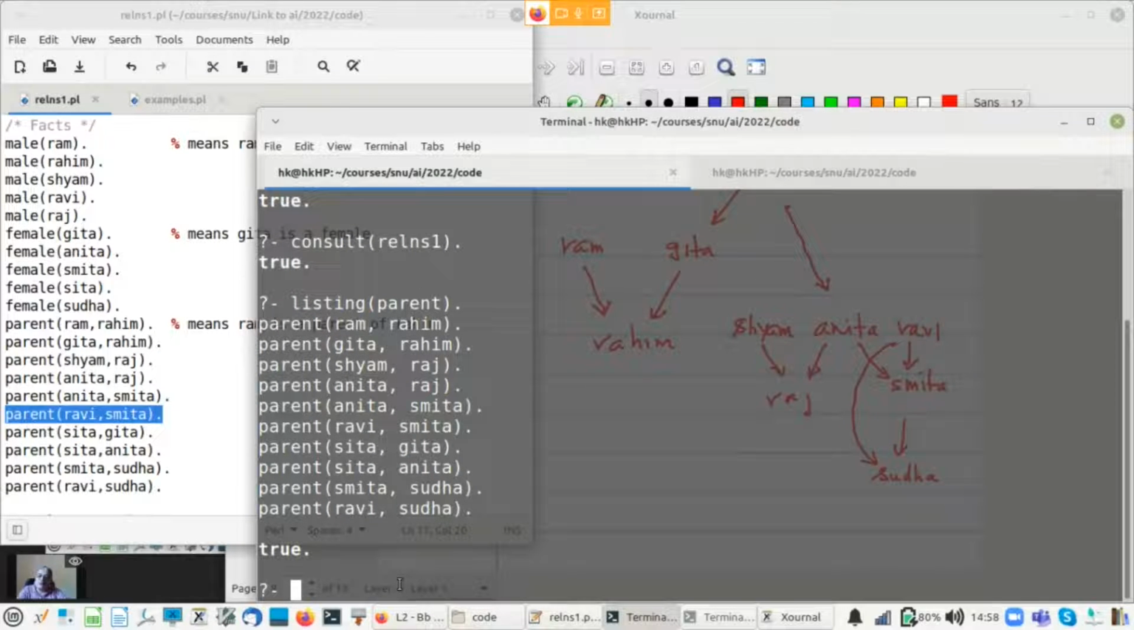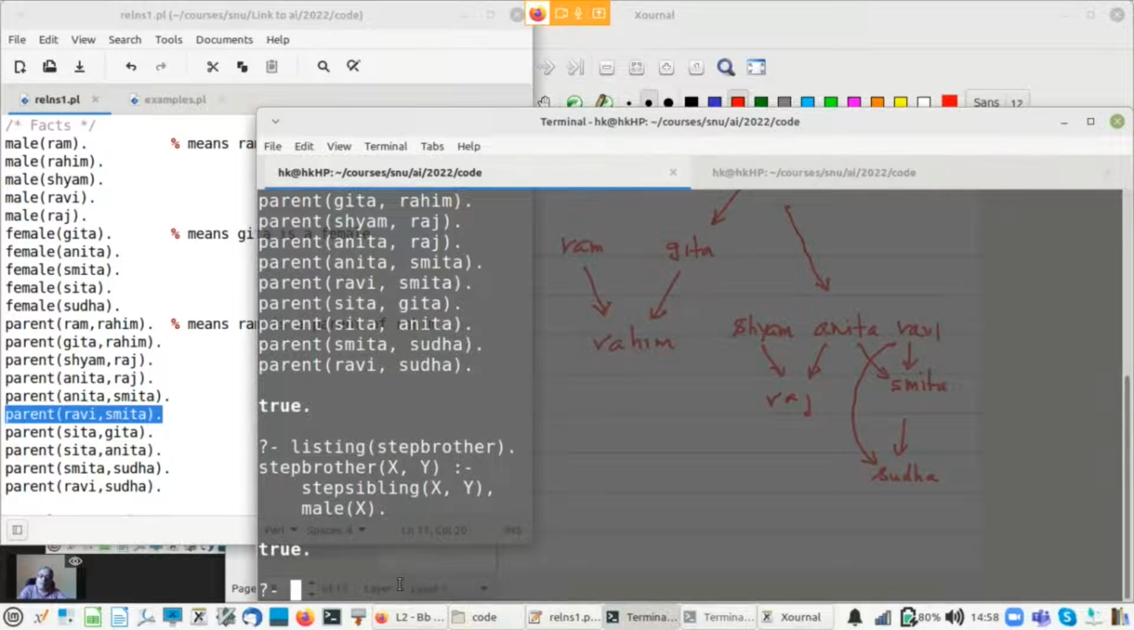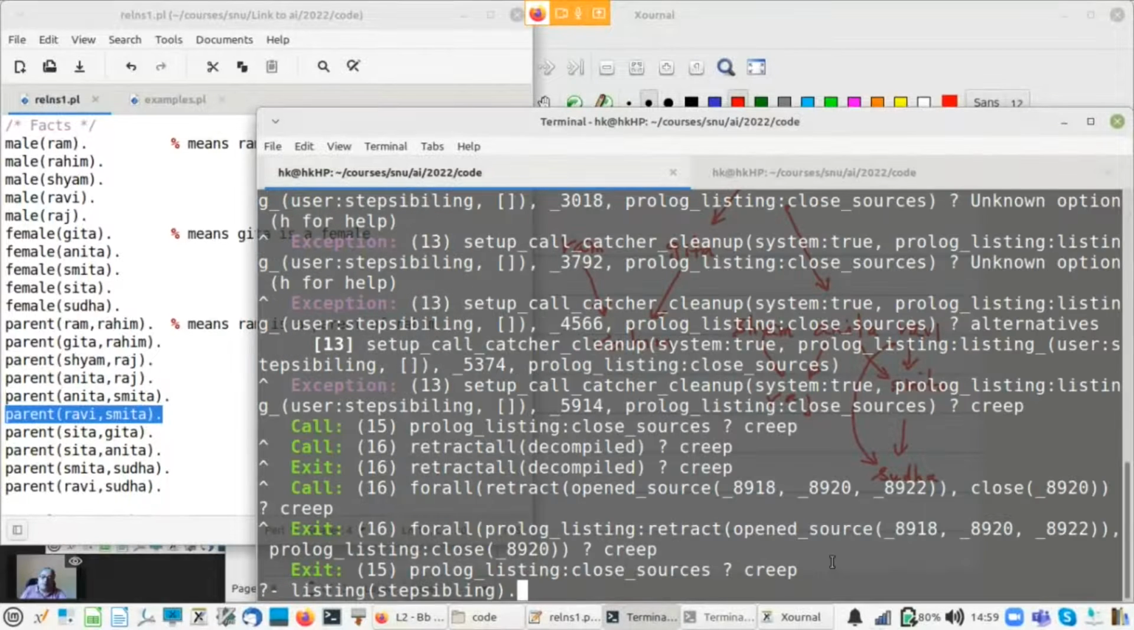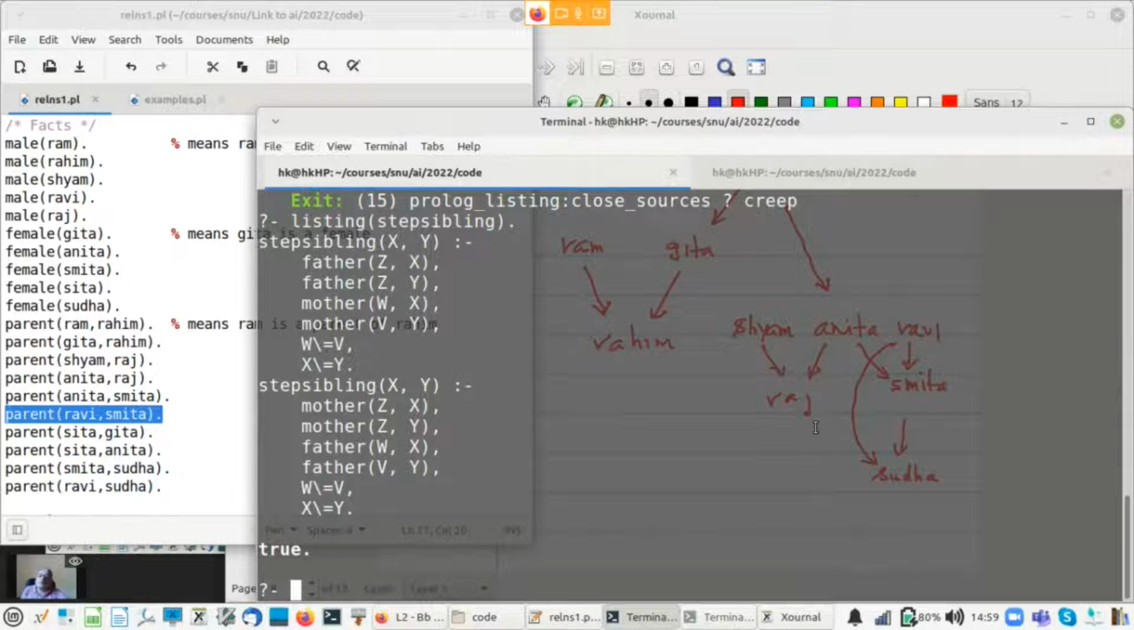Similarly, let me say listing, and say step brother. So it gives you the step brother rule. It's saying step brother is true if it's a step sibling. Similarly, if you say listing step sibling, it will give you the corresponding rules. I misspelled sibling, so that's why you got that. You can now see the two rules for step sibling that we wrote.